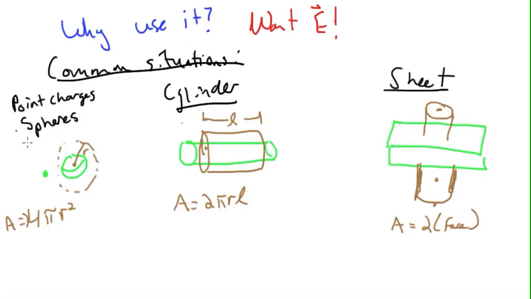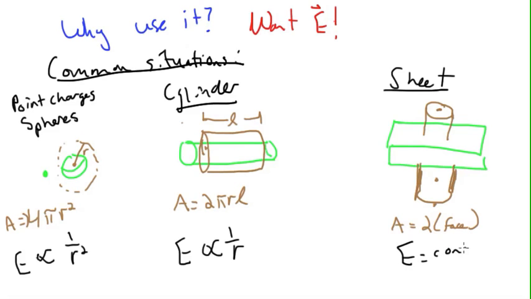Things to remember: the electric field here is going to be proportional to 1 over r squared, so it's going to get weaker as you get further away. This will be proportional to 1 over r. This could also be a line of charge. It doesn't necessarily have to have thickness. And this will be E field constant everywhere.